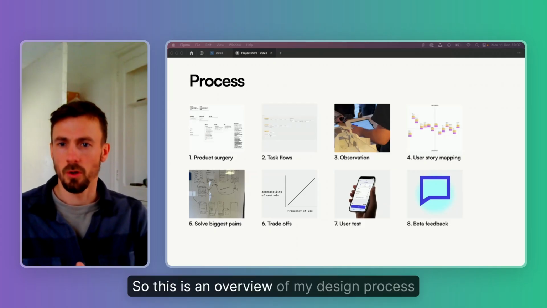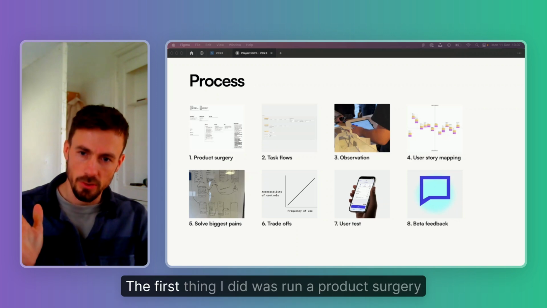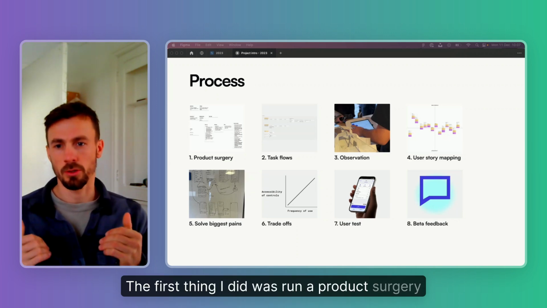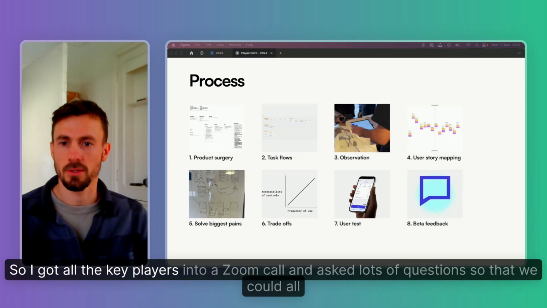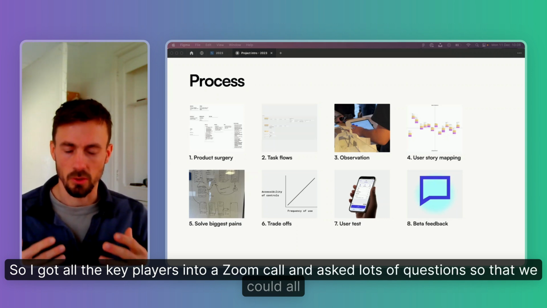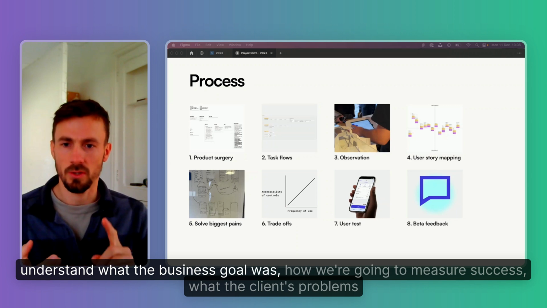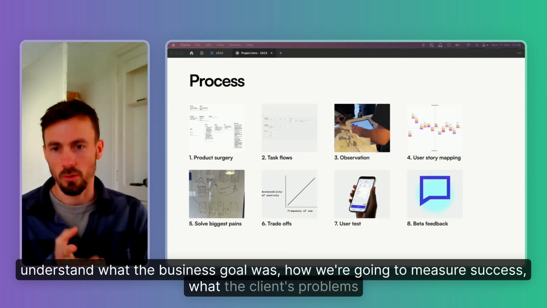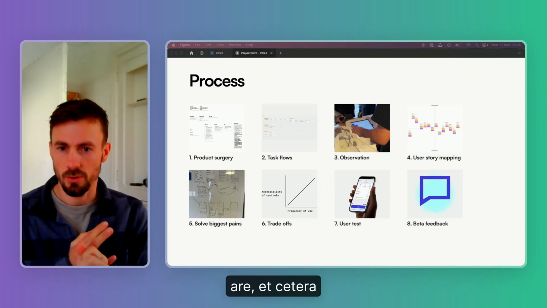So this is an overview of my design process. The first thing I did was run a product surgery. So I got all the key players into a Zoom call and asked lots of questions so that we could all understand what the business goal was, how we're going to measure success, what the client's problems are, etc.